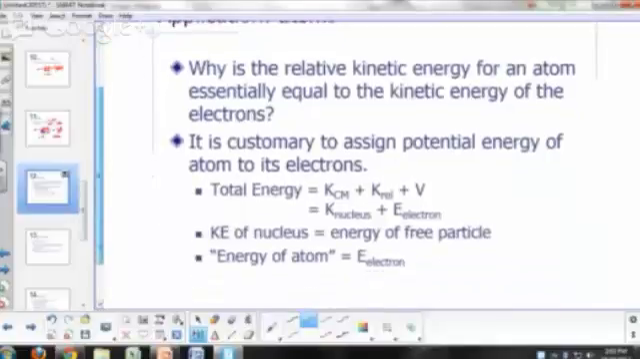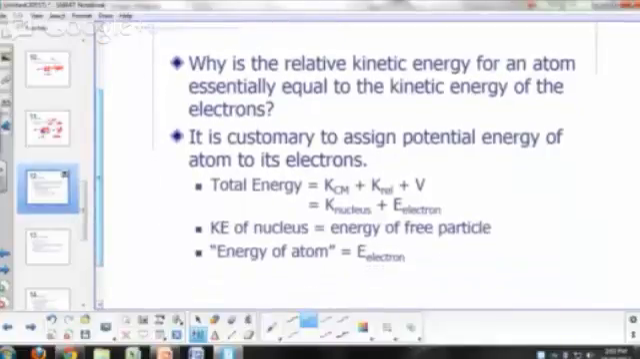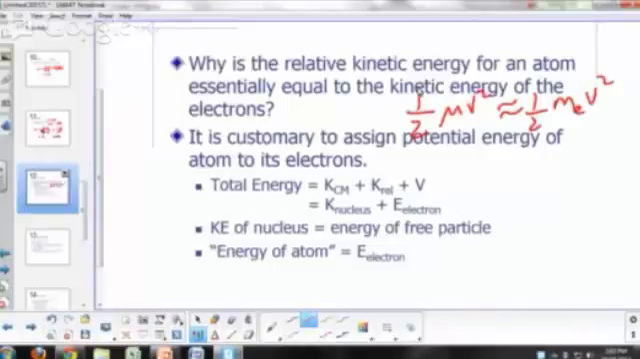So, application for atoms. When we talk about relative kinetic energy or the internal energy for an atom, we're essentially talking about the kinetic energy of the electrons. Why is that? Because we're talking about the motion or the kinetic energy associated with the reduced mass. And the reduced mass is essentially the electron, right? So 1/2 mu v squared is essentially equal to 1/2 mass of electron v squared, we could say.